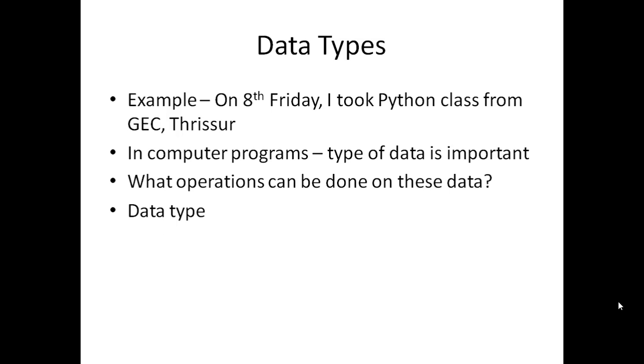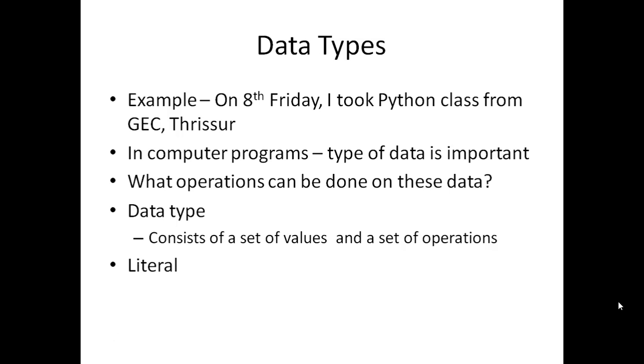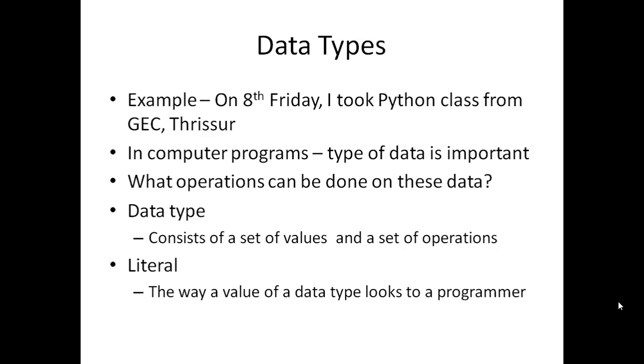So we'll define what is a data type. A data type consists of a set of values and a set of operations. It consists of a set of values, what all values can be taken by that particular data type, and also a set of operations that can be performed on that particular data type. Another term we use is a literal. A literal is the way a value of a data type looks to a programmer. How a value will look to a programmer, we call that a literal.